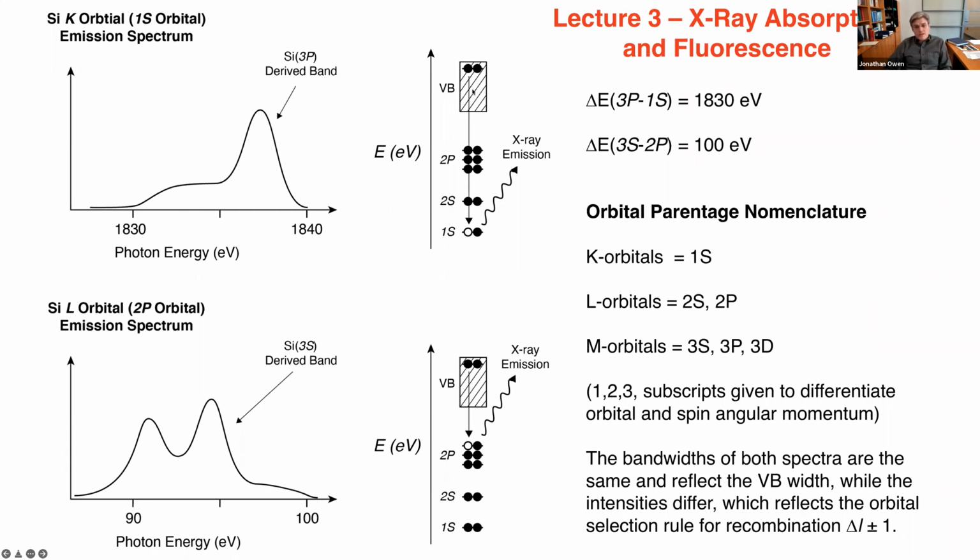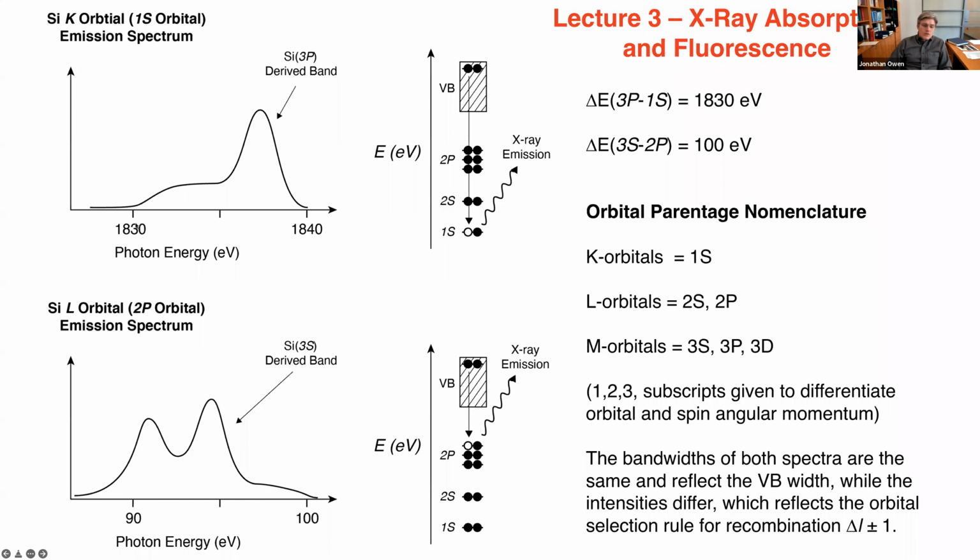Now, this transition, as we said, has orbital angular momentum selection rules applying to it. So now we're transitioning to an s orbital. And that means that the electrons that drop down are going to come from p orbitals primarily. Whereas in this case, we're transitioning to a p orbital. And that means that the electrons that fall down are going to come from s orbitals.